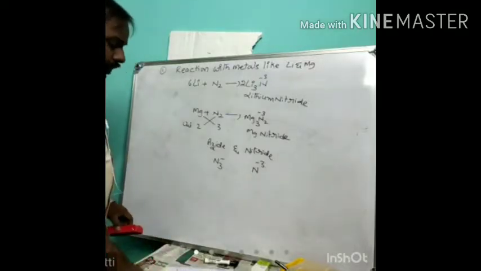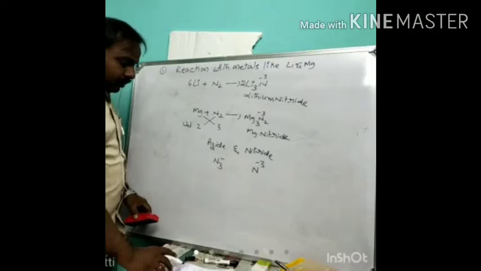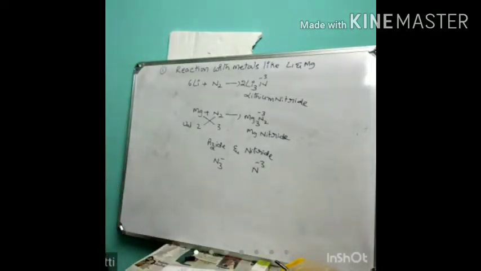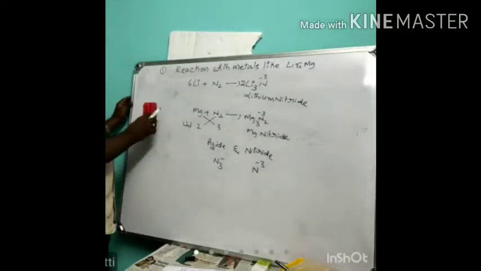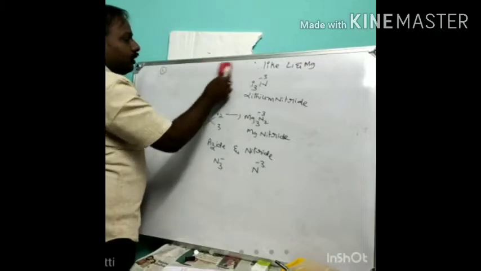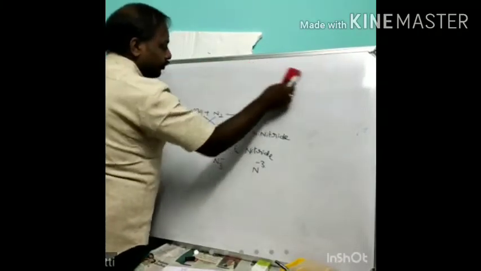So the first property, reaction with metals. At low temperature it does not react with metals, but at a high temperature it reacts with metals and forms the corresponding nitrides. It reacts mainly with lithium and magnesium.